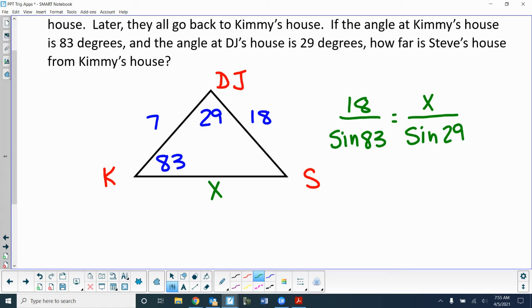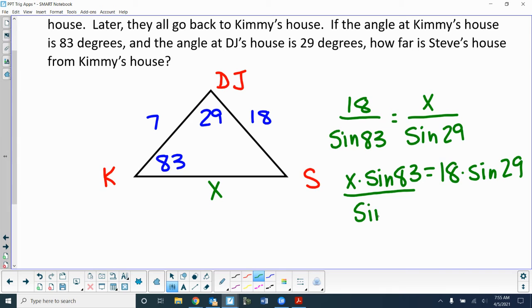Does that make sense how to set it up? Eaton, making sense? Wagner, making sense? Any questions? Okay, so then we're going to go x times the sine of 83, cross multiply, equals 18 times the sine of 29. And then we're going to divide by the sine of 83 to figure out that x.